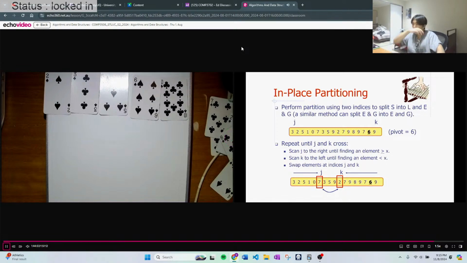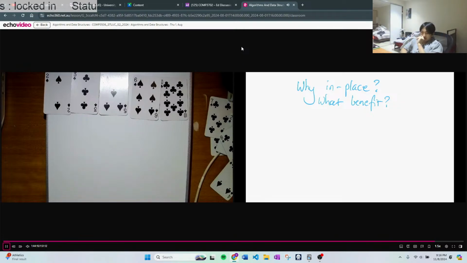A lot today. You just keep moving stuff around, shuffling stuff around the pivot. Basically, just doing some bookkeeping on a list. It's a little bit tricky, but it's possible. So why in place? What benefit? No extra memory required.